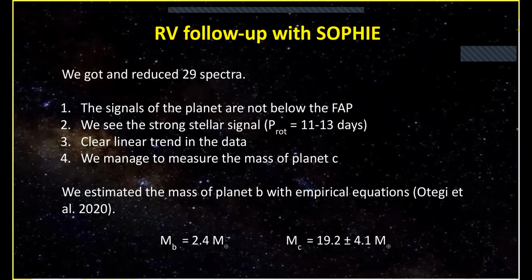Finally, what I can say is that planet C is likely to be a 19.2 Earth masses planet, while for the other one, we have less information because, while it is detected, it is only lightly detected. The error on its mass is still very large. But we can say that it should be around 2.4 Earth masses, also considering theoretical extractions.